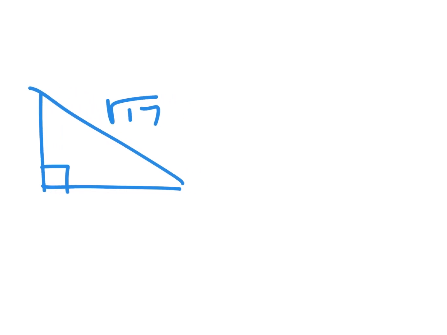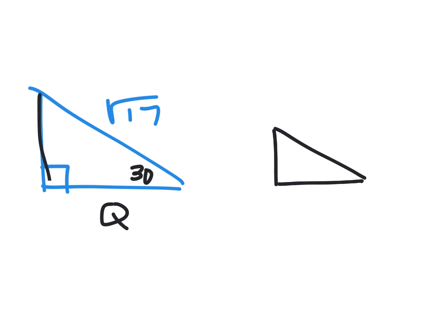I want you to do it the similar triangle way, where you draw a little helper triangle next to it and set up a proportion. And I want you to solve for Q. Pausing for a second. All right. Did you realize that this was the 30 because it was across from the shortest side over here? All right. And therefore, this is 30, and therefore, this is 1.